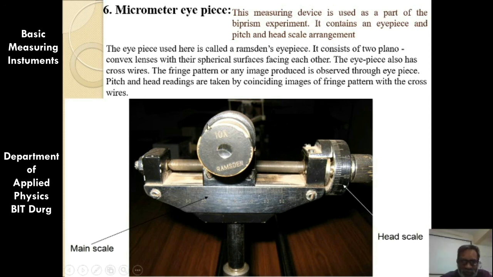So this is the eyepiece. As you see, it is a Ramsden's eyepiece, having 10x, which means it gives 10 times magnification. And this eyepiece is connected with this screw gauge. This is the main scale of the screw gauge, where you can see the cursor, and this one is the head scale of the screw gauge. The way of measurement, getting the least count, everything remains the same. There is no difference in it.